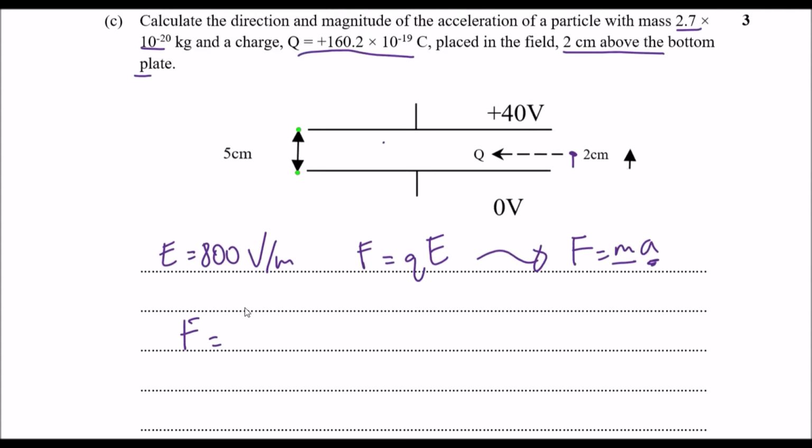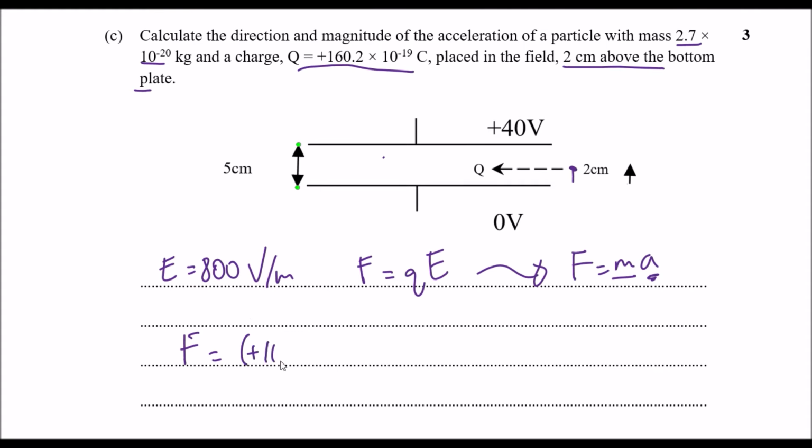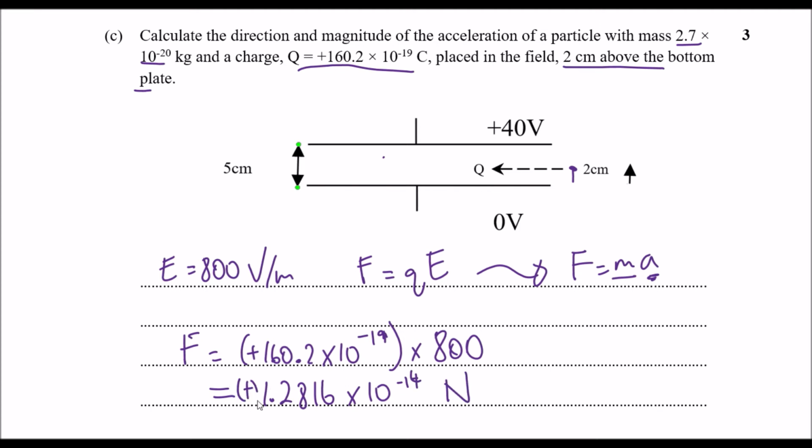The charge is positive 160.2 times 10 to the power of 19, and then we have an electric field strength of 800. So let's do the calculations. The amount of force exerted on our charged particle here is 1.2816 times 10 to the power of minus 14. The units here are obviously force. We're going to leave this as positive because that's showing that our charge is going to go to the lower potential plate, or the negative plate.